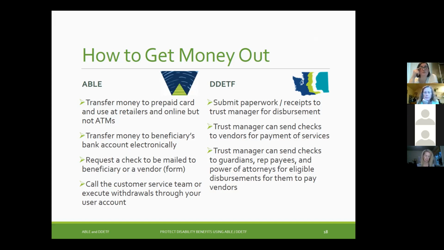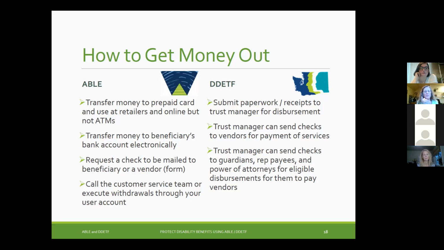The nice thing about the debit card is that all of the transactions are automatically tracked online, so you don't have to. We suggest to folks to keep good records, but with this, it's already tracked. It's FDIC insured, and you can block specific vendors if you choose to do so.